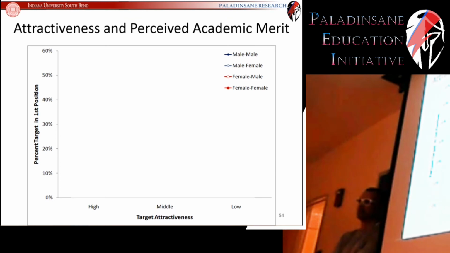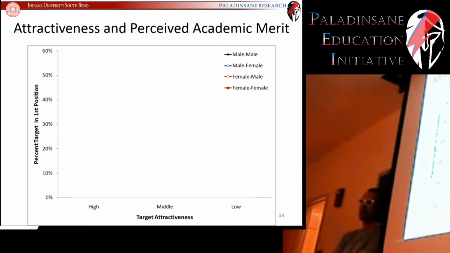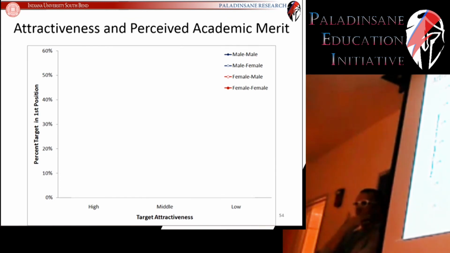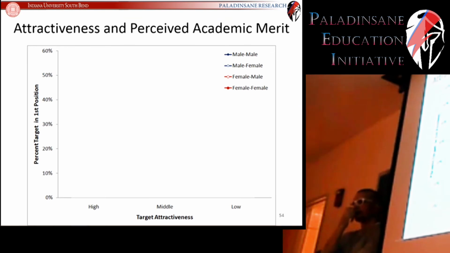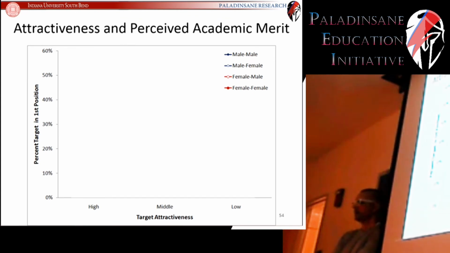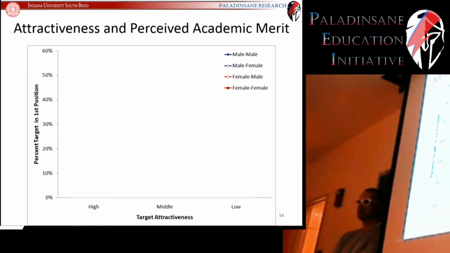I think for that case, it'll be the middle attractive people, or the middle attractive males, who will get the most scholarships. And then the least attractive males will probably still get the least. All right. Any mechanisms come to mind?